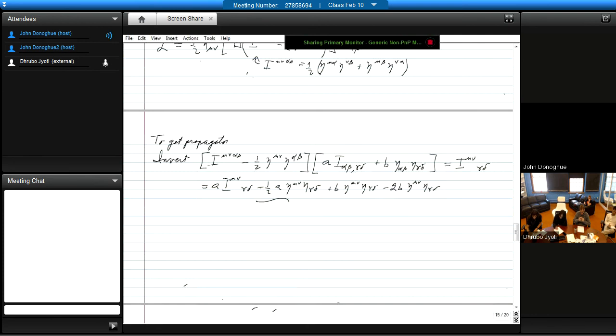So these guys cancel if A is equal to 1 and B is minus 1/2. Then I get minus 1/2 here, plus 1/2 there. I get those guys canceling, and A equals 1. I get this. Okay.